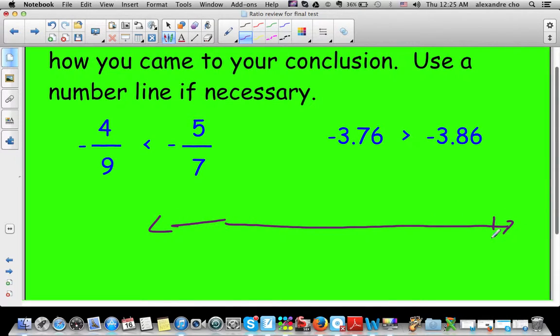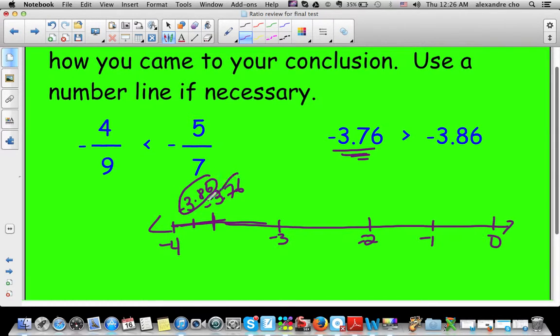Okay, so this is my 0, this is my negative 1, this is my negative 2. I'm going to make this negative 3 and negative 4 over here. All right, so again, let's take the first number, negative 3.76. If you're at 0 and you're walking, you hit negative 1, negative 2, negative 3, negative 3.1, negative 3.2. You're going to hit negative 3.76, which is about here. And as you keep on going, you eventually hit negative 3.86.